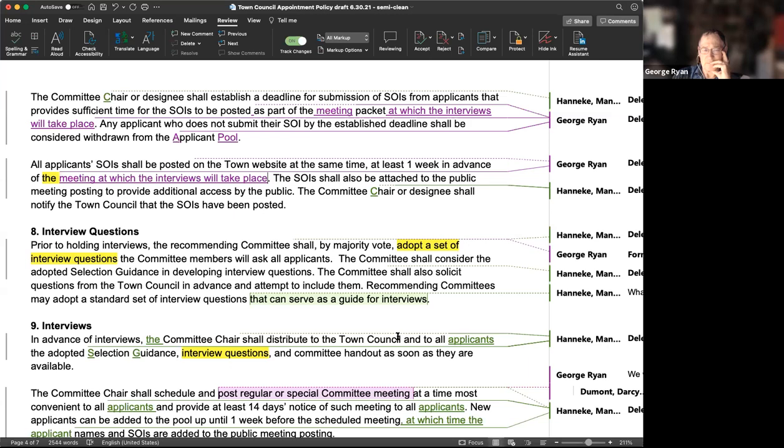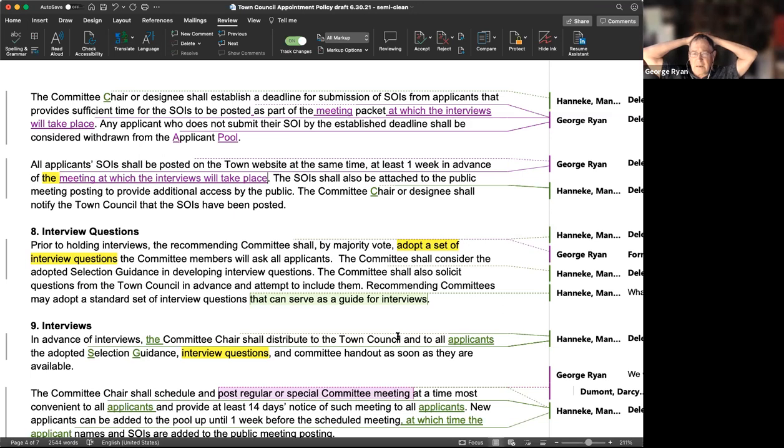Mandy? I have one comment: what does "serve as a guide for interviews" mean? It was more of a wording thing. If we're adopting a standard set of interview questions, which frankly, over the course of the three years, the ZBA and planning board interviews are starting to get a little more standard. There are little tweaks each time, but less and less. But as a guide for interviews... Right, the language could be either. Could they just adopt a standard set of interview questions? Exactly. I'm not sure.